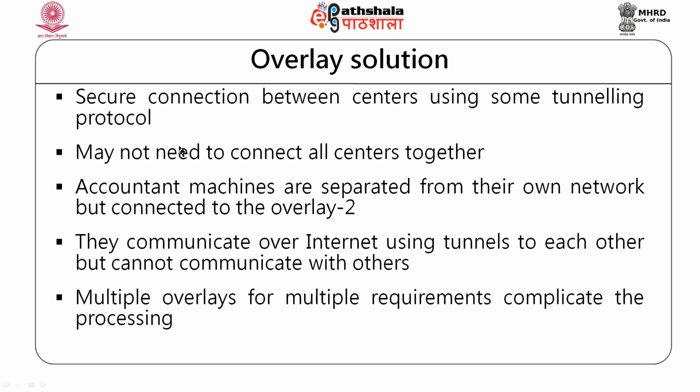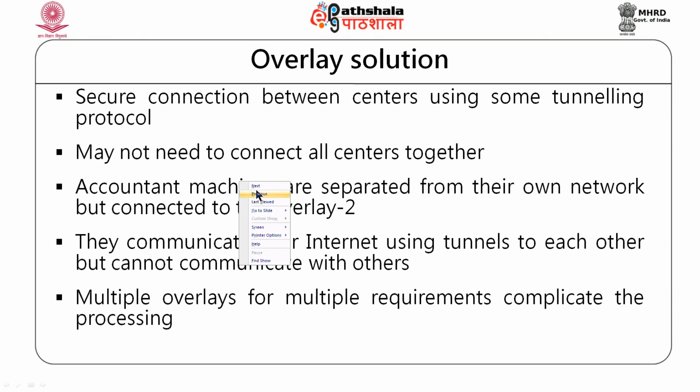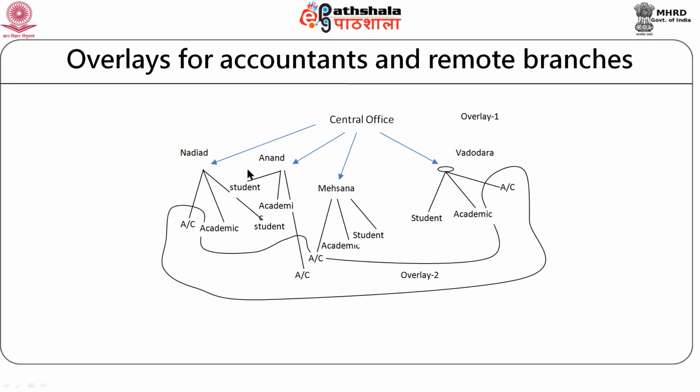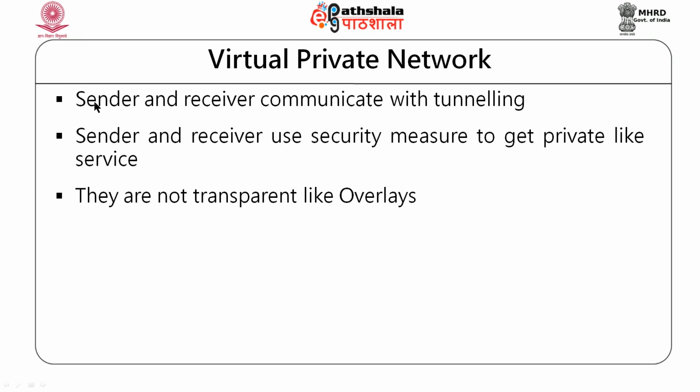Overlays do that. For example, if a student is communicating to the central office, a tunnel is established between these 2 points in the internet, as if these 2 things are communicating directly. Okay. In the same way, this accountant is talking to this accountant, again a tunnel is established. So, that kind of a solution is provided. Okay. Virtual private network is basically a protocol for tunneling, and it does so using security also. It will encrypt the data as well as provide authentication.